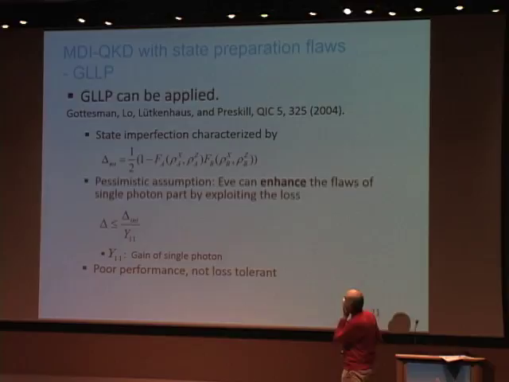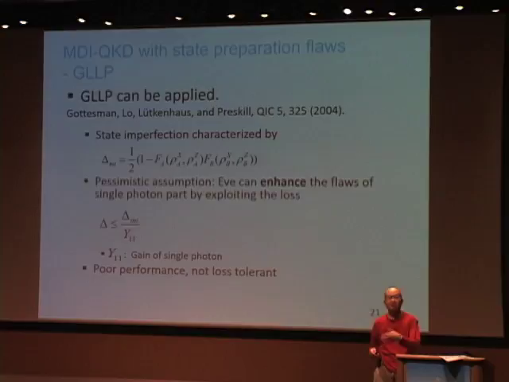Okay, so now how are we going to solve this problem? Of course, you can say, oh, we already know about this problem from a long time ago. There's this paper by GLLP, by Dr. Gottesman, Lo, Lütkenhaus, and Preskill, which considers these imperfections, and then you can write down the fidelity between the two bases, X and Z bases, for Alice and Bob. Then you compute the bias in the system, in the basis dependence, and then you can make it work.